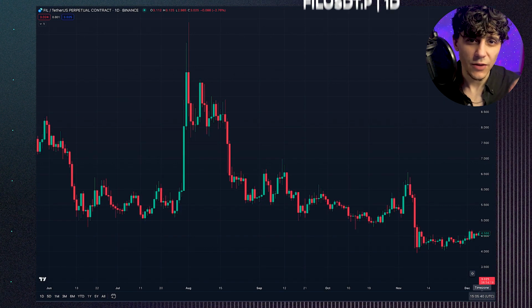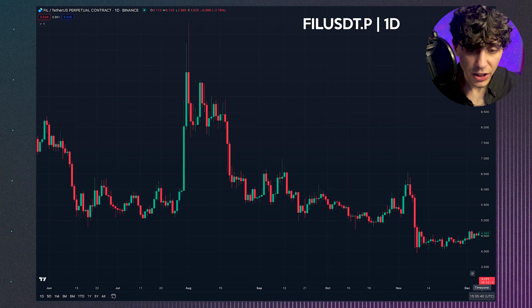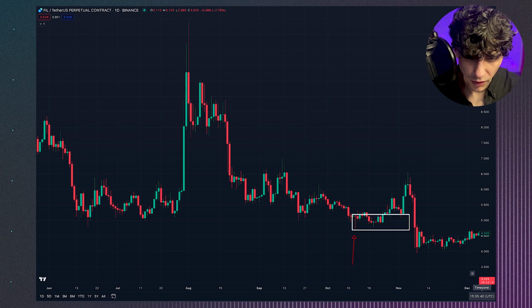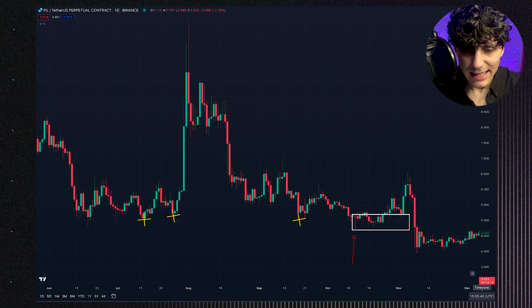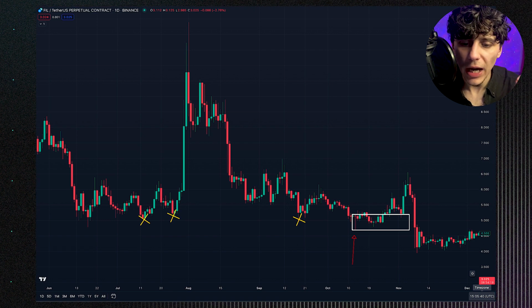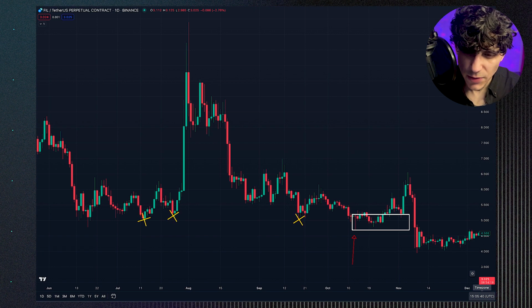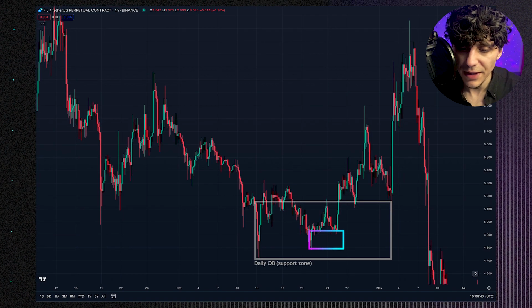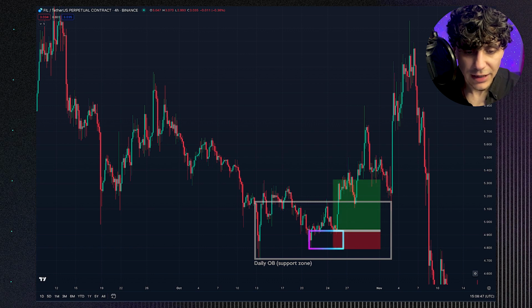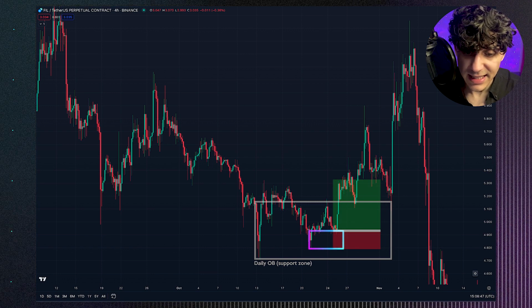The next one is Filecoin. We have a daily chart. This candle is an order block that traded liquidity from these significant lows. This candle acts as a support zone and we want to enter the trade from it. Let's switch to the 4-hour time frame. Here we see a new order block forming in the support zone. We enter the trade from its beginning, and the stop loss is set behind it.